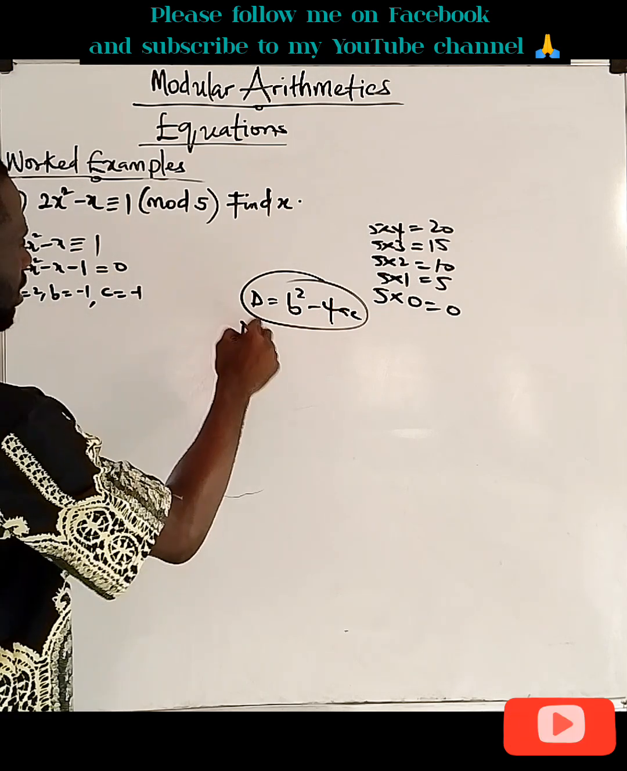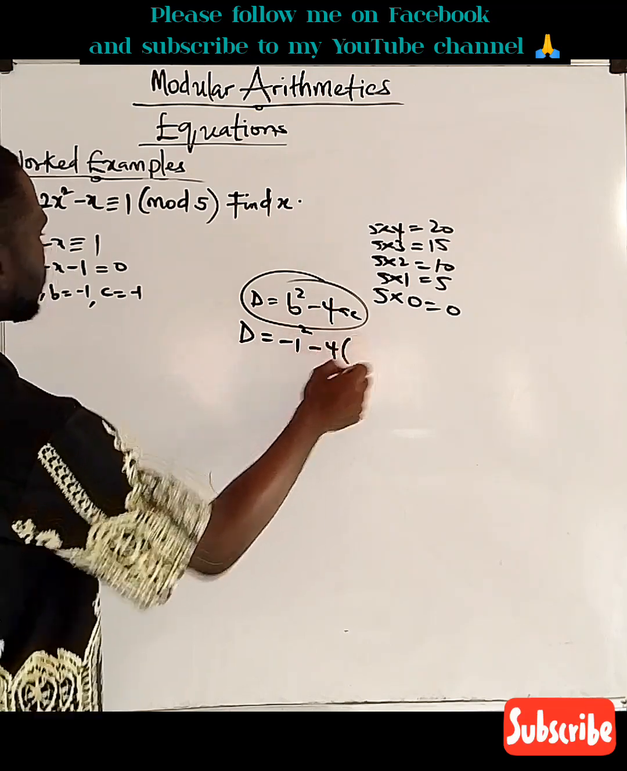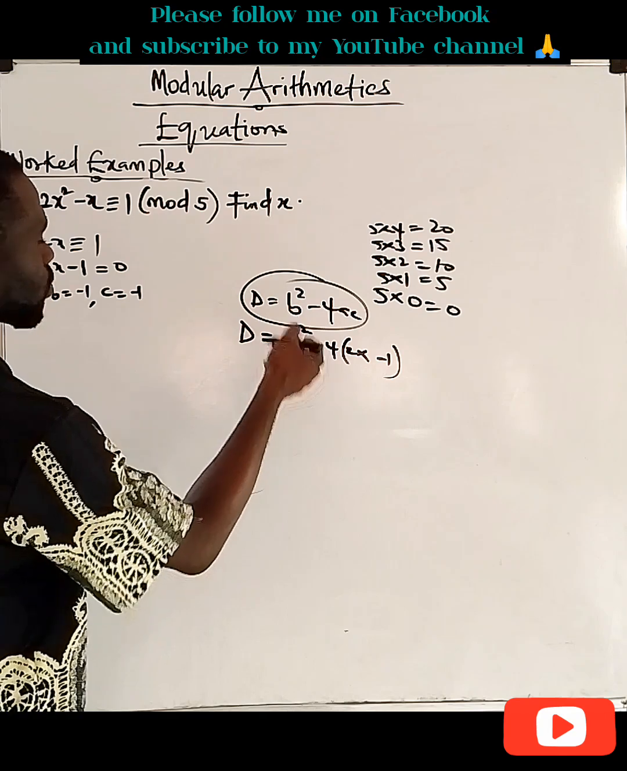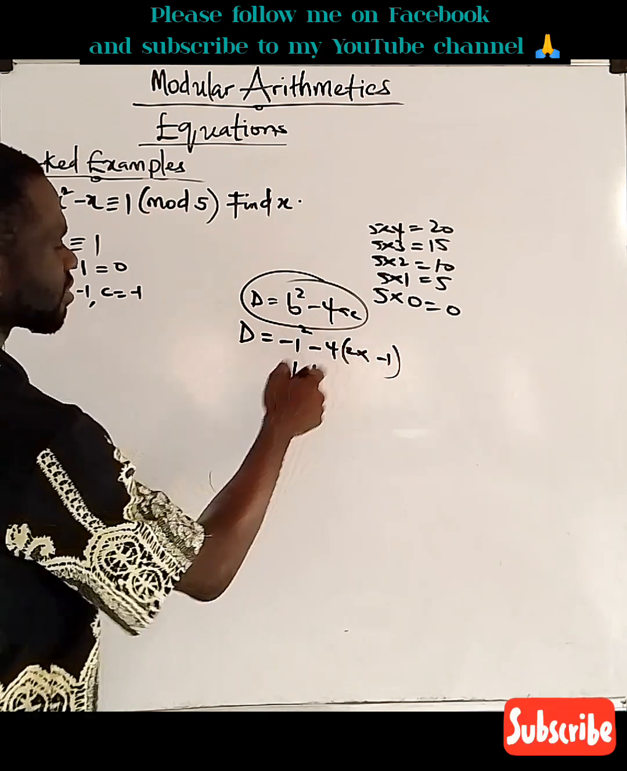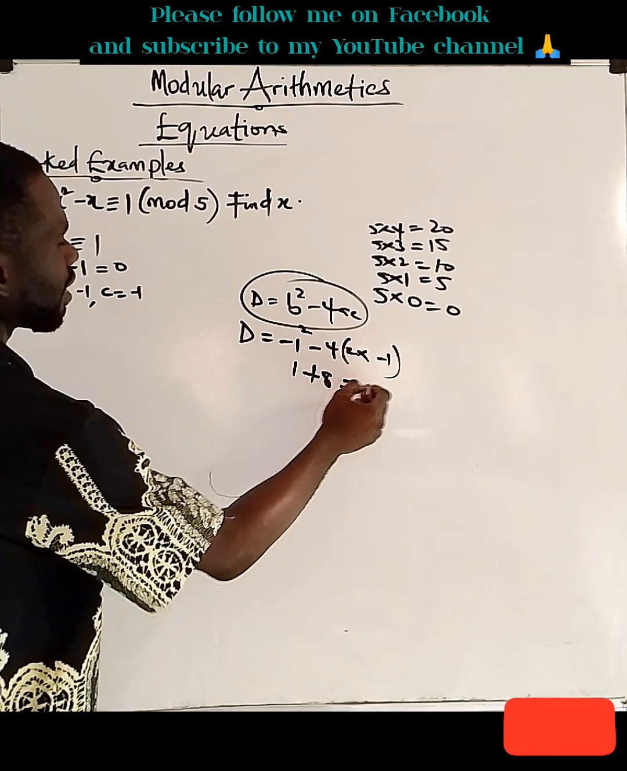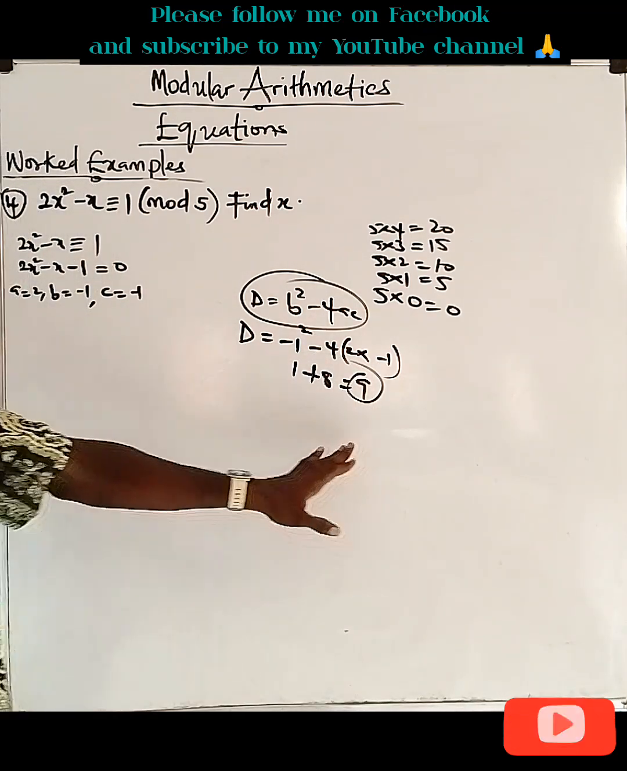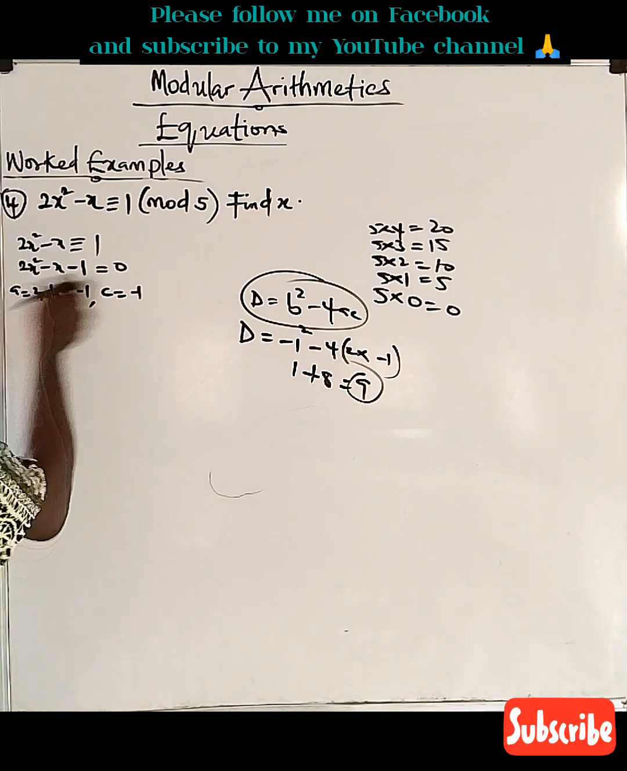So what's d going to be? What are we going to get? So b, minus 1 raised by 2, minus 4, a is 2, c is minus 1. So minus 1 raised by 2 is plus 1. Then minus and minus is plus, 4 times 2, 8. So we have 9. Good. So we have a real root. This is solvable. So if d is 9, let's try this out.